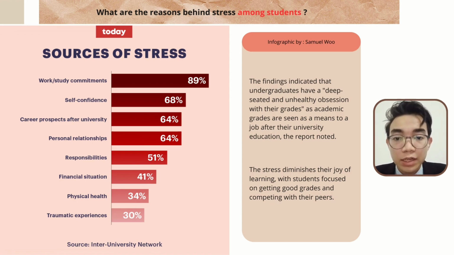So as you can see here, this is a bar chart that indicates all the stress levels or sources of stress that students face. First of all, there's work-study commitment, and second, self-confidence, and third, career prospect after university, fourth, personal relationship, and fifth, responsibilities, and sixth, financial situation, seventh, physical health, and finally, traumatic experience. So the highest percentage is work and study commitment, and the lowest one is the traumatic experience.